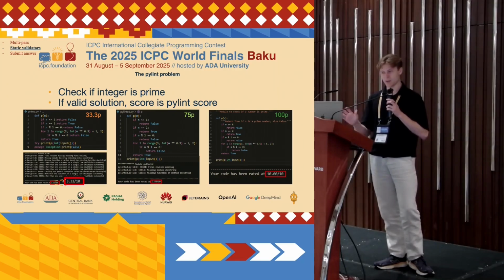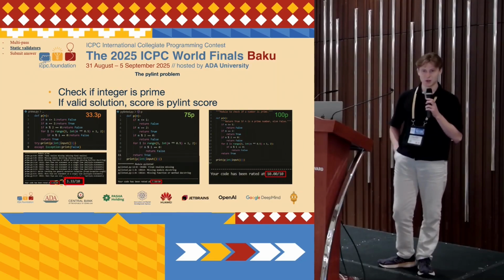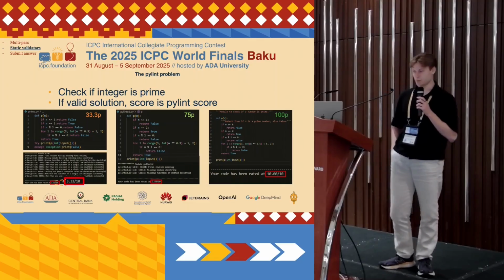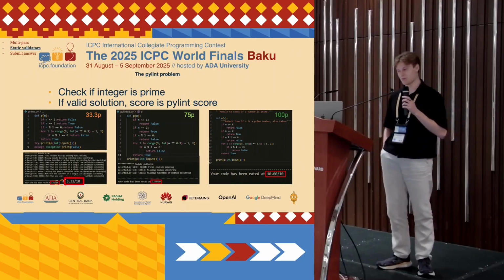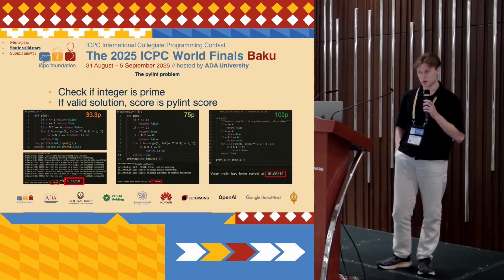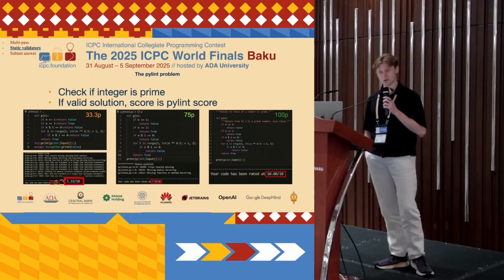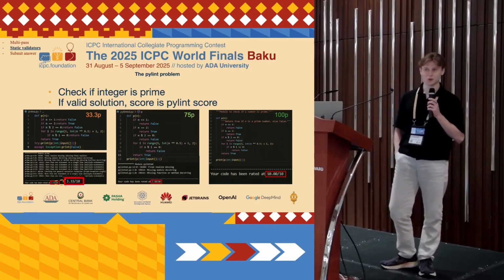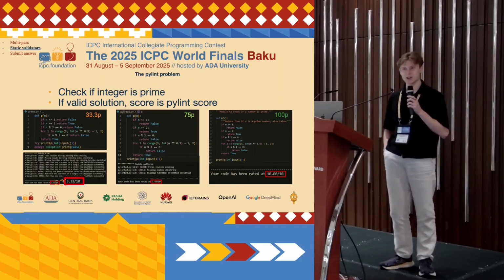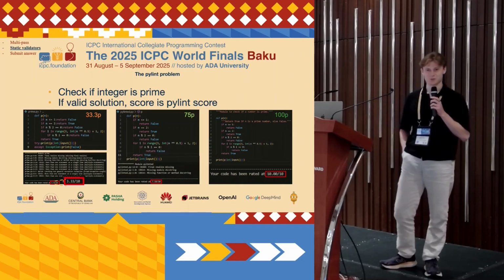A more funny problem is what I call the pylint problem. So you're tasked with a very, very simple problem. Check if an integer is prime, and the limit could be very small. And if your solution is valid, if it can check if an integer is prime, your score becomes the pylint score of your source code. So for those of you who are not aware, pylint is a source code checker that gives you a score based on how well you follow standards of programming.